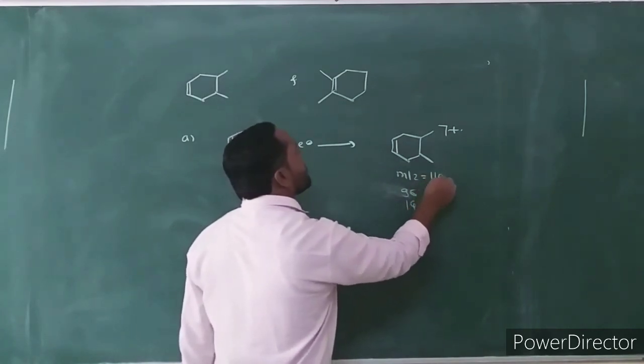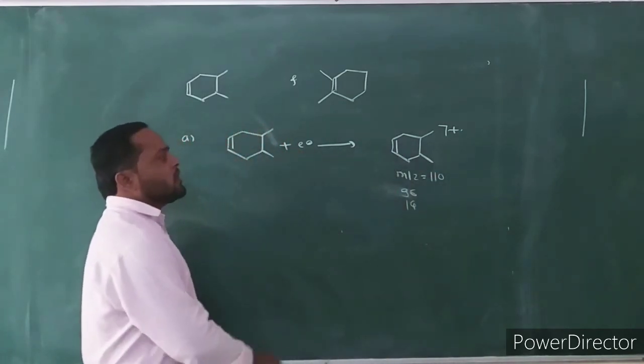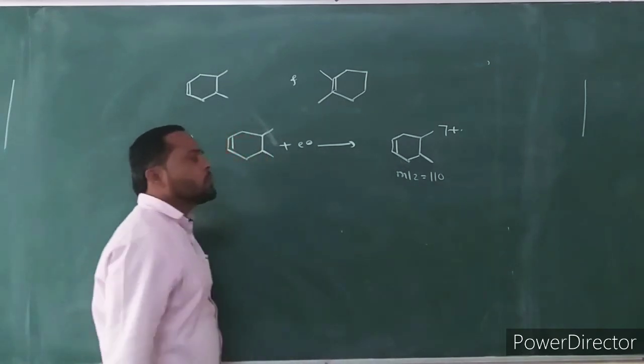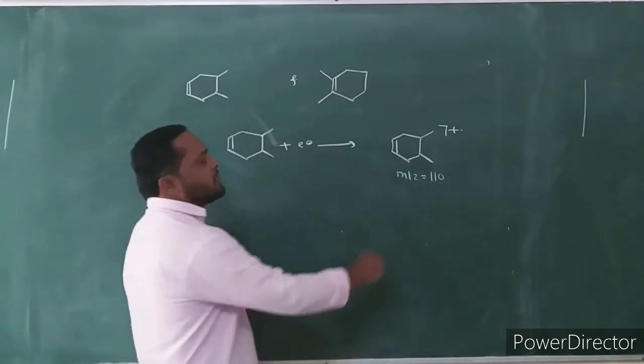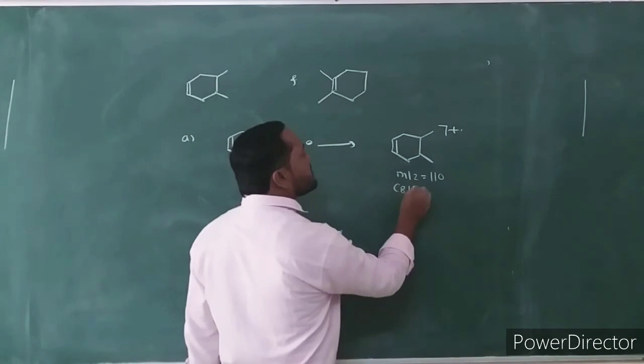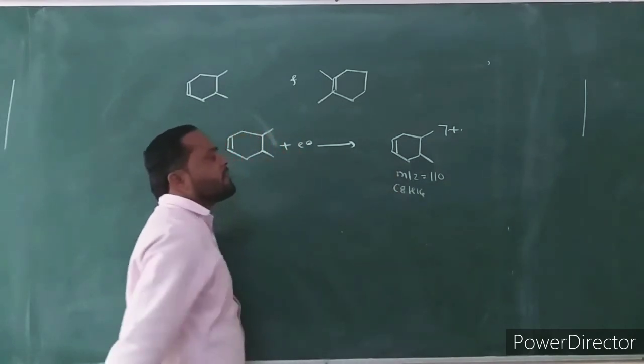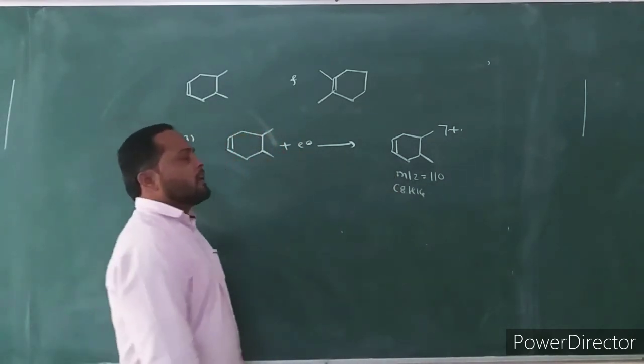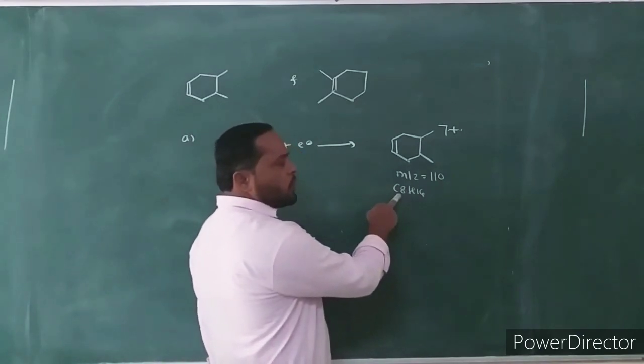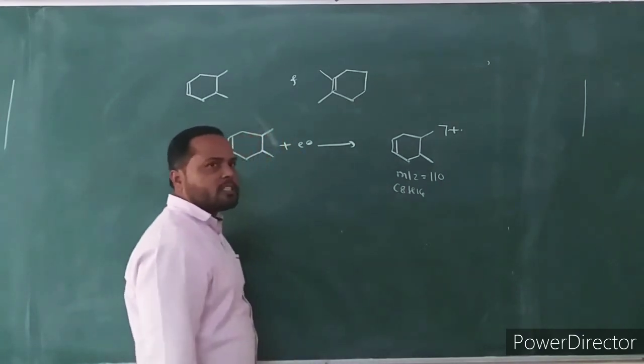The molecular ion has mass to charge ratio 110. Number of carbons is 8 and number of hydrogens is 14. 8 into 12 is 96, plus 14 is 110.